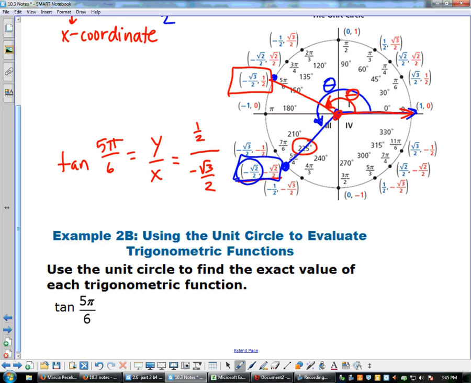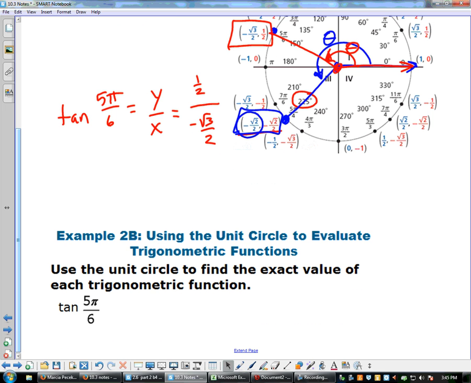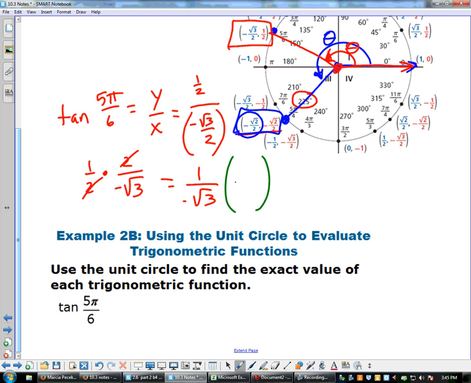So if we want to simplify that, we are going to have 1/2 times, I'm dividing by a fraction so I can multiply by the reciprocal, 2 over negative square root of 3. That gives me 1 over negative square root of 3. And we don't like to leave those radicals in the denominator, so if we multiply by square root of 3 over square root of 3, we end up getting negative square root of 3 over 3. So our tangent of 5 pi over 6 is going to be negative square root of 3 over 3.